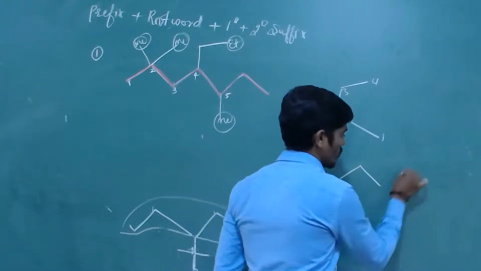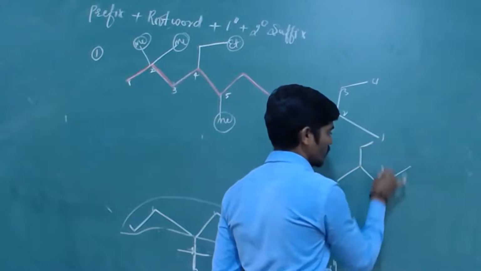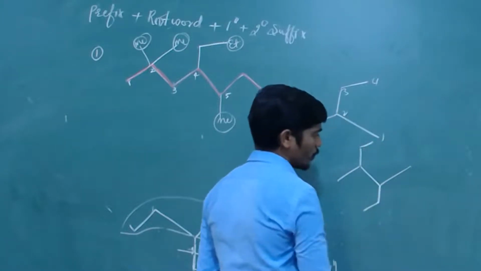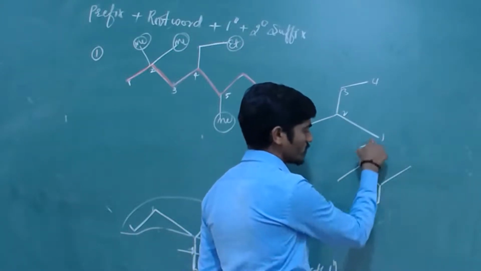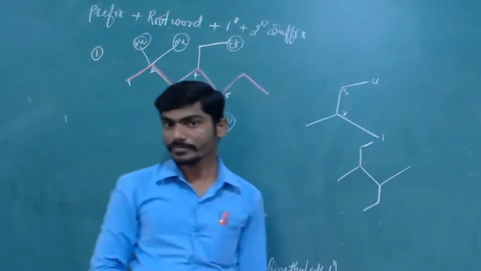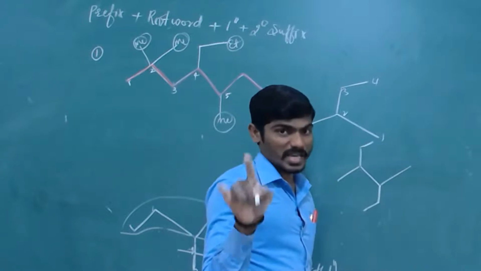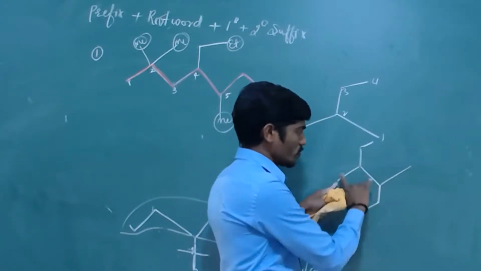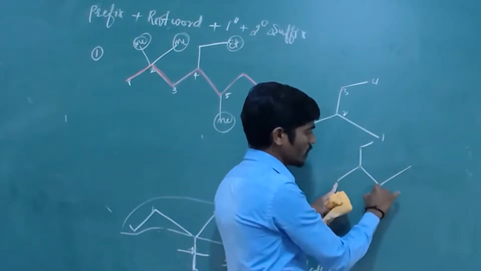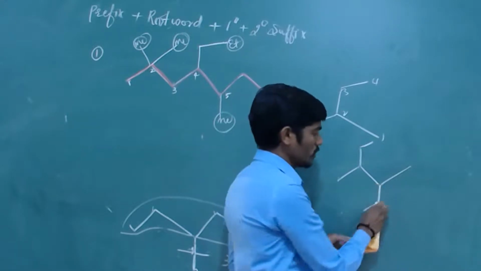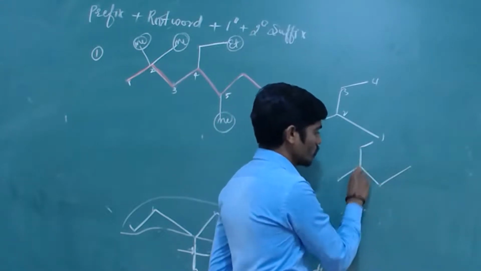So 2,2 diethyl butane. 1, 2, 3, 4, 5, 6, hexane. 2,2 diethyl butane I have given you. So this is the structure 1, 2, 3, 4, butane, with ethyl at the 2 position. 2,2, yes, 2,2 diethyl.